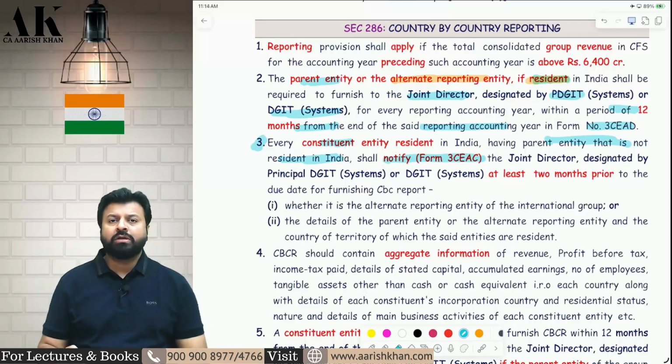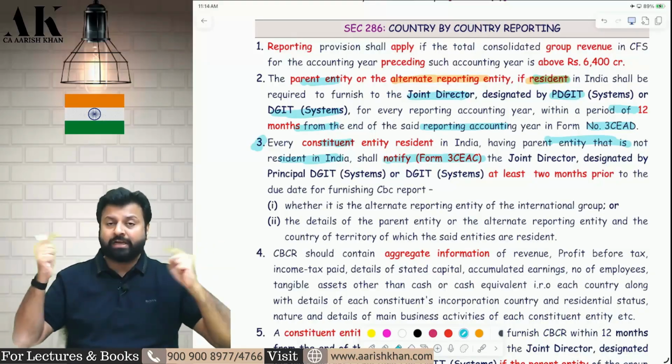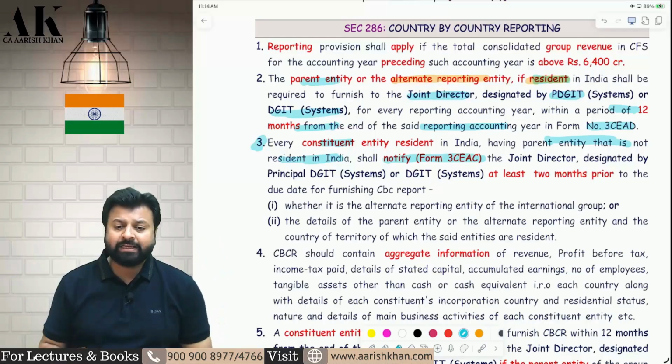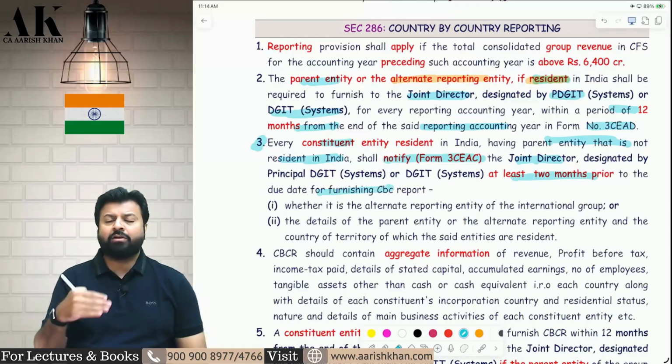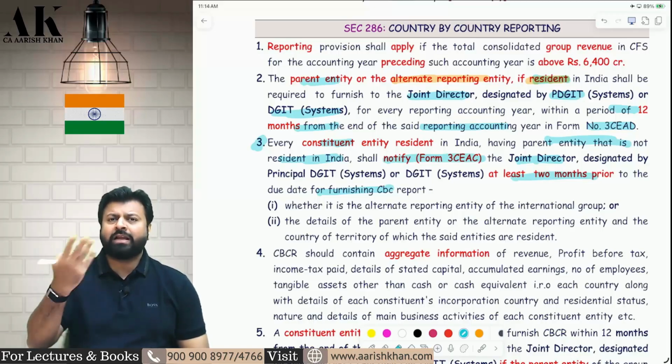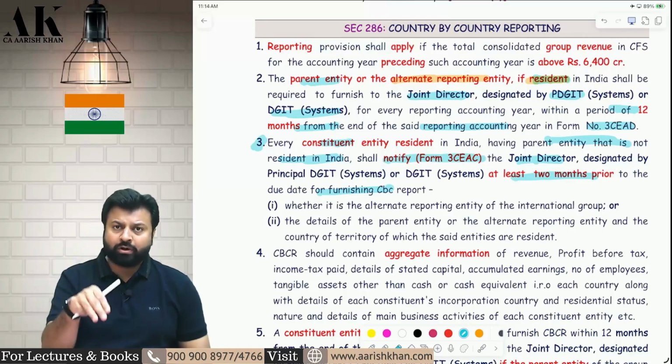What are they supposed to do? Every constituent entity resident in India whose parent is outside, the constituent is in India. In that case, they have to notify the joint director at least 2 months prior to the date of furnishing of CBCR. CBCR will be filed on 31st March 2027. They have to notify it by 31st of Jan 2027. What are they supposed to notify? What is Sony India supposed to notify? What is Pepsi India supposed to notify? What is Coke India supposed to notify? What is Samsung India supposed to notify?